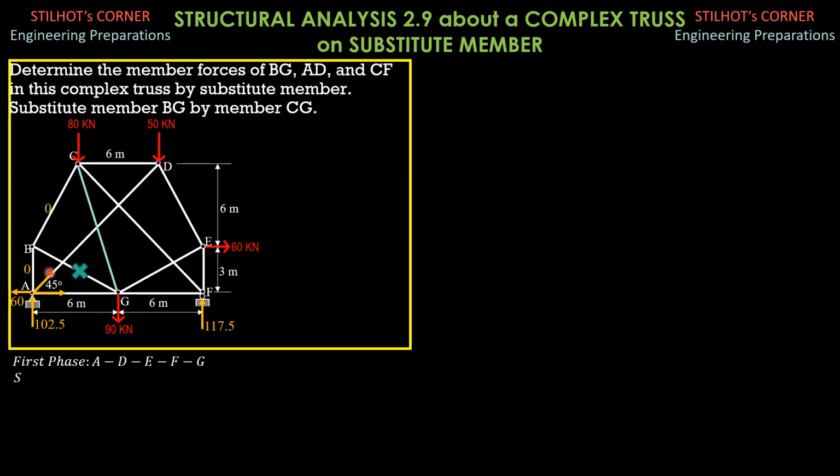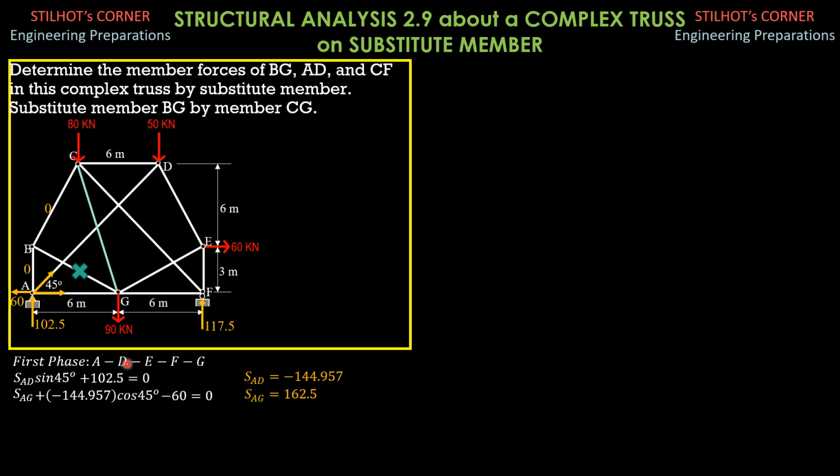So SAD sine 45 degrees plus 102.5 equals 0. So SAD is equal to negative 144.957 kilonewtons. Summation forces X equals 0. SAG plus negative 144.957 cosine 45 degrees plus 60 equals 0. Then SAG is equal to 162.5 kilonewtons.